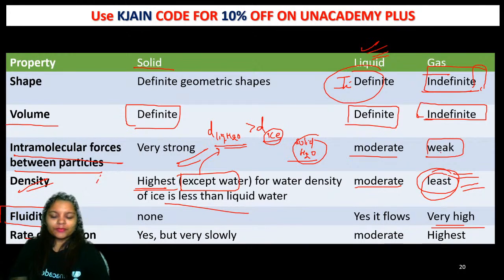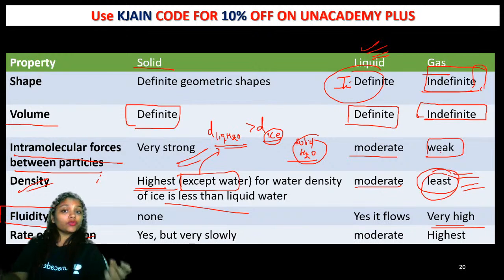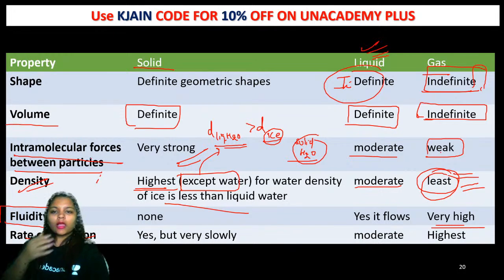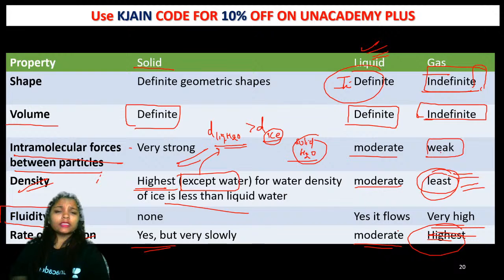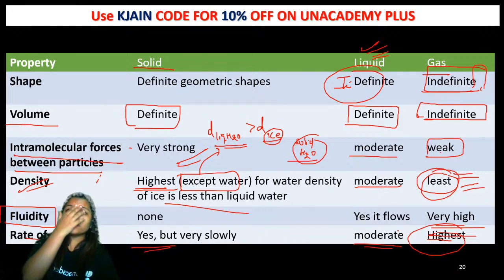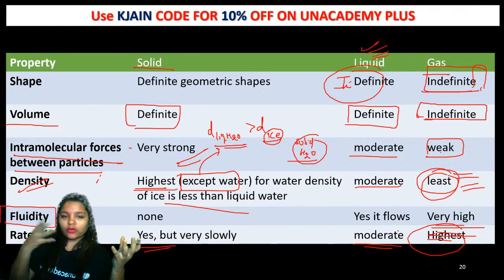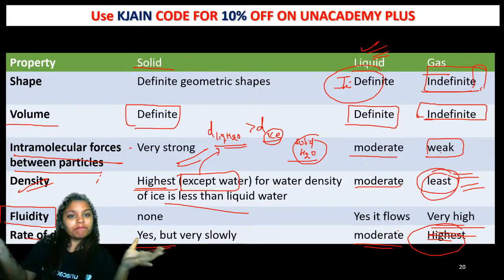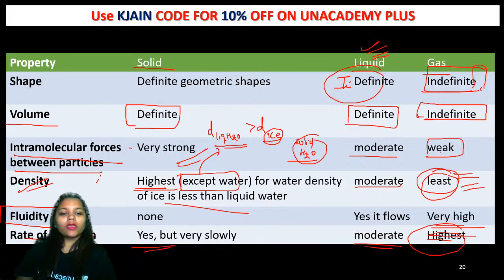Rate of diffusion is the tendency of two substances to mix together. In solid, it is very slow. In liquid, moderate. In gas, it is the highest. You can easily see this, because in a room, if you take nitrogen and oxygen, then these two mix instantly. And liquid takes some time to mix.